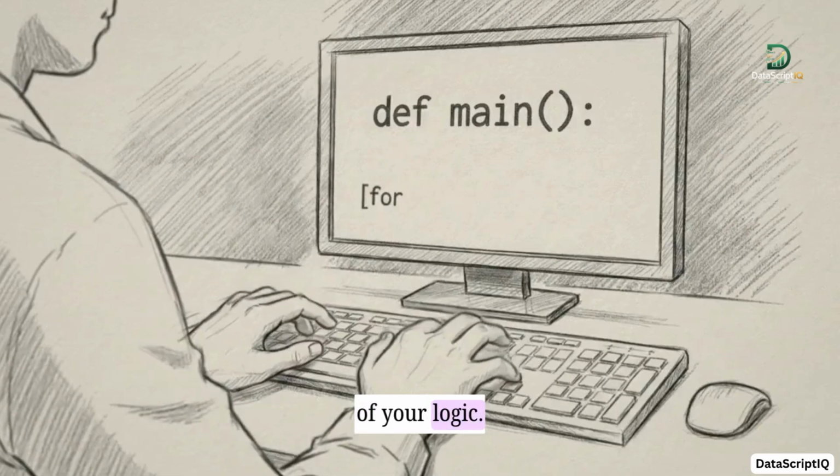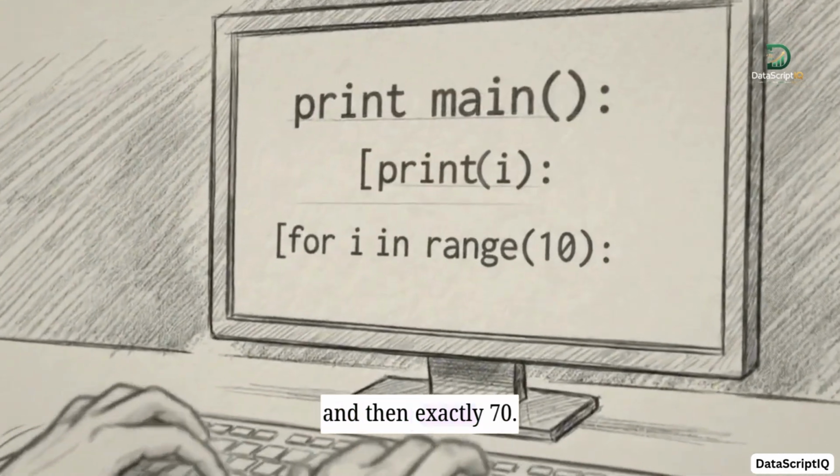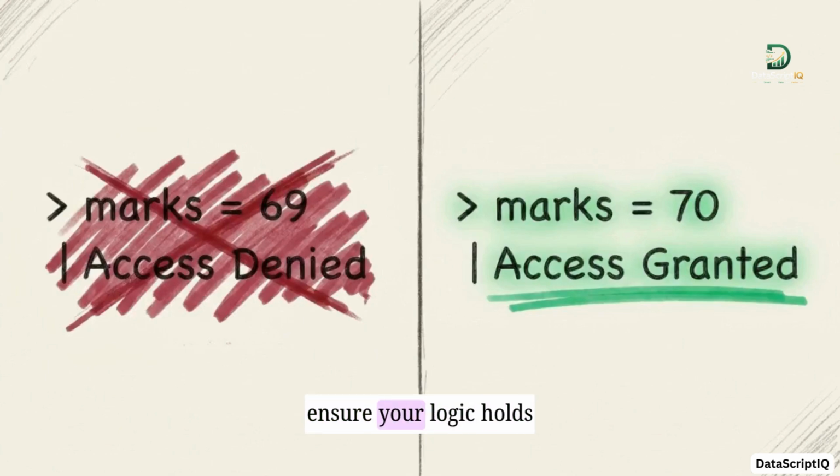Test the limits of your logic. Change your quiz score variable to exactly 69 and then exactly 70. Observing the output for these two values will ensure your logic holds at the exact point where a pass becomes a fail.